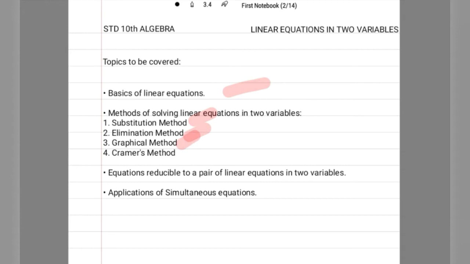In the second video, that is this video, I will cover Cramer's method and the equations reducible to a pair of linear equations in two variables. These two topics. And in the last video, that is the third video, which I will put in the next week, I will teach the applications of linear equations. So let's see the Cramer's rule now.